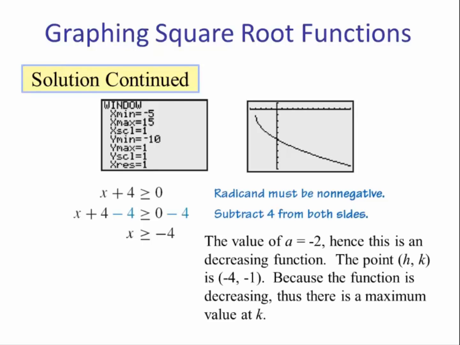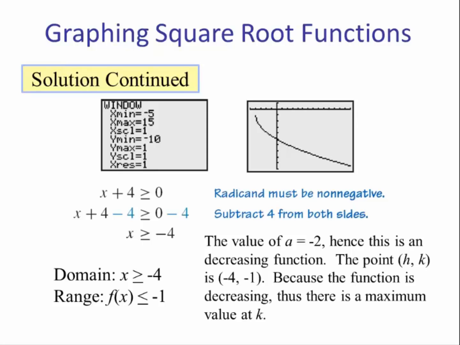For the range, since the value of a is negative 2, we have a decreasing function. Therefore, we will have a maximum value at k, which is at negative 1. So our range would be all values less than or equal to negative 1.